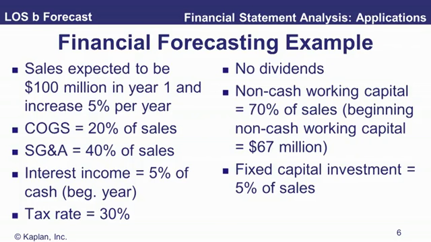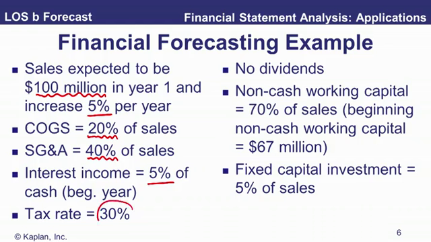We forecast sales. Sales next year we think are going to be 100 million, and we forecast the growth in sales to be 5% per annum. We believe that cost of goods sold will be a relatively stable 20% of sales and sales, general and admin will be a relatively stable 40% of sales. We've got some interest income here. Of course, that's not a function of your sales. That's a function of the amount of cash you've got invested. So we're going to estimate any interest revenue as 5% of our opening cash.